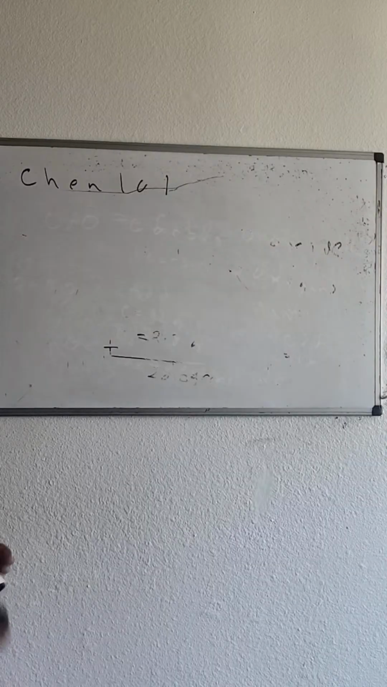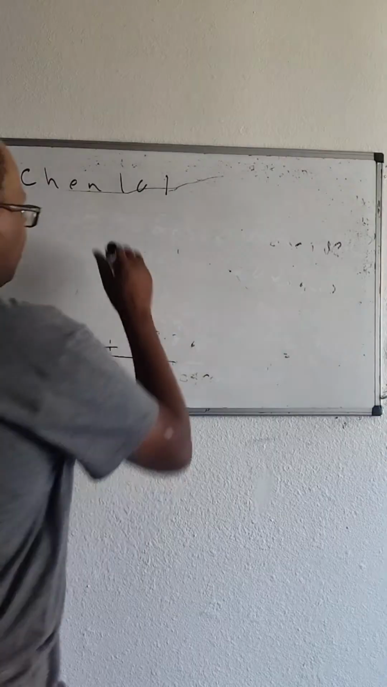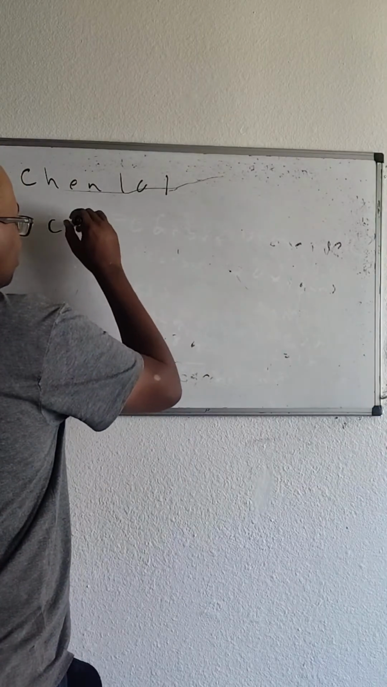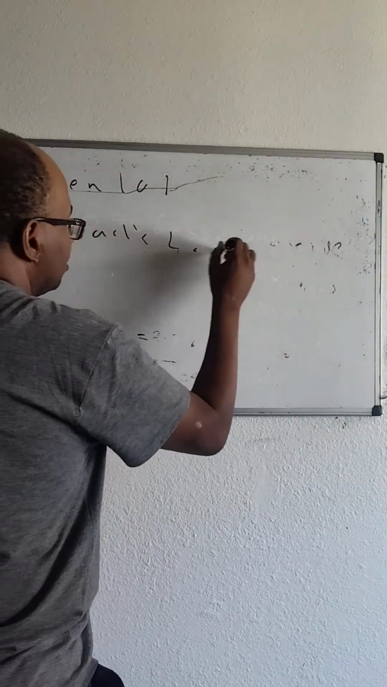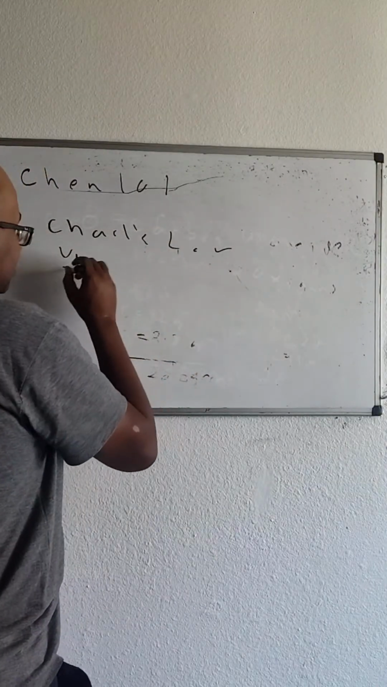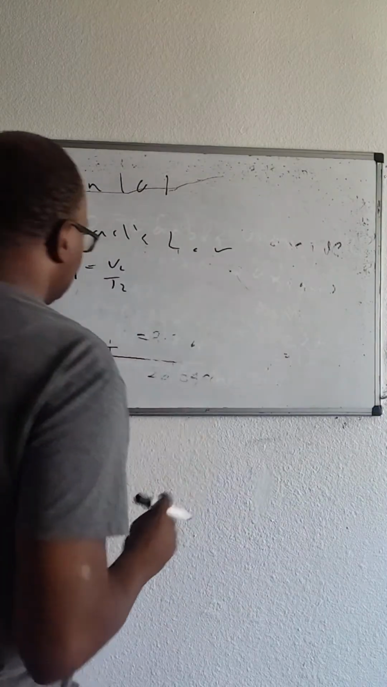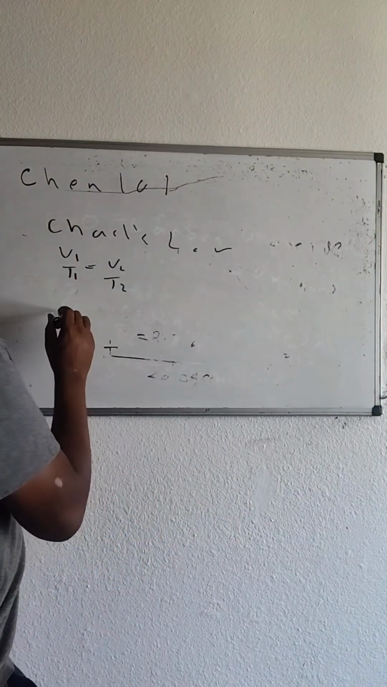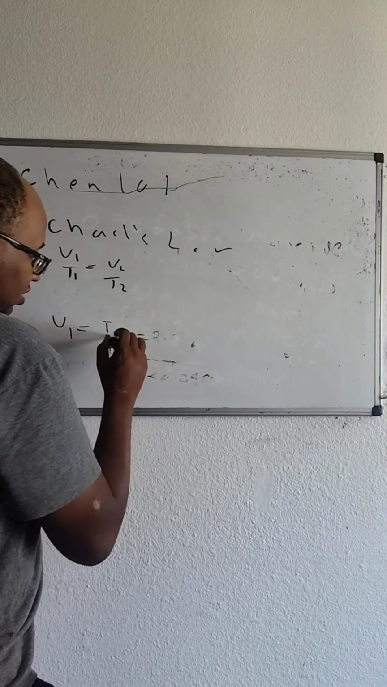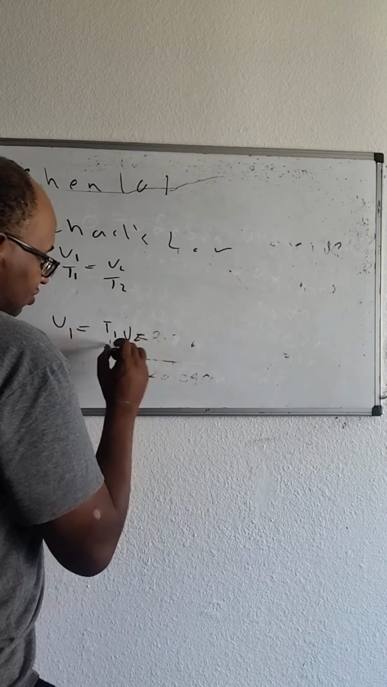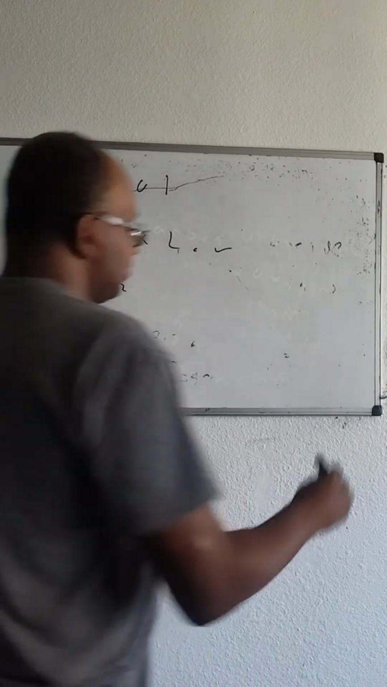So if you're wondering, we're gonna do what they call Charles law, basically V1 over T1 equals V2 over T2. So what we're gonna do is V1 equals T1 times V2 over T2. And that's for the hell of it.